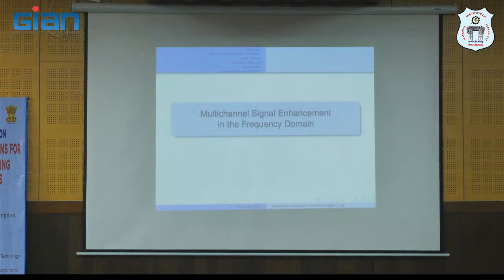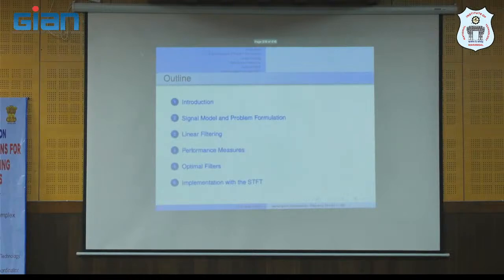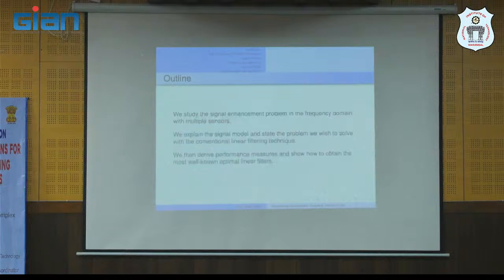So after we talked about single channel signal enhancement in the frequency domain, we want to extend that to multi-channel signal enhancement in the frequency domain. So we start with signal model, problem formulation, linear filtering in the Fourier transform domain, performance measures, optimal filters, and then also with implementation with the short-time Fourier transform. Just like what we did with single channel, we do it with multi-channel. So it's an extension of the single channel.